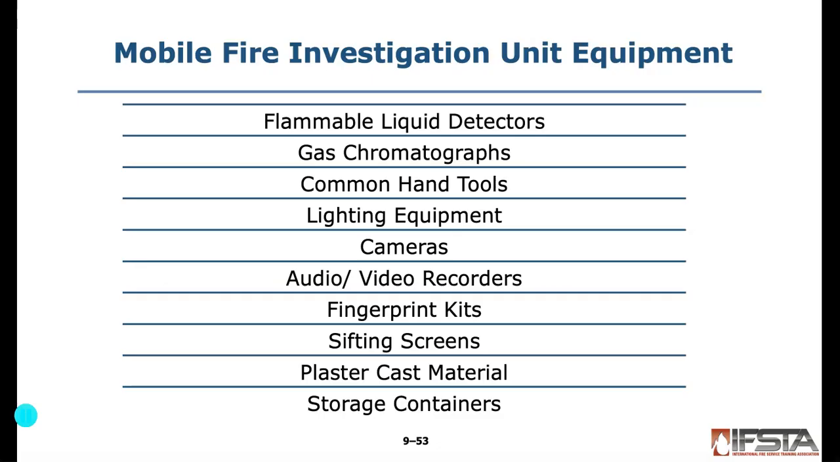Some of the equipment they have: flame liquid detectors, gas chromatographs, common hand tools, lighting equipment, cameras, audio and video recorders, fingerprint kits, sifting screens, plaster cast material, and then storage containers. So if they're collecting any evidence, they have to go through a proper chain of custody.